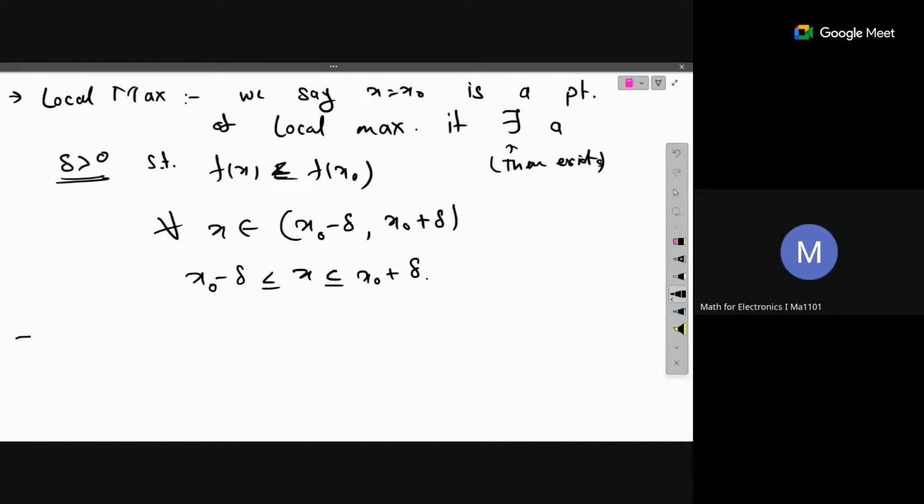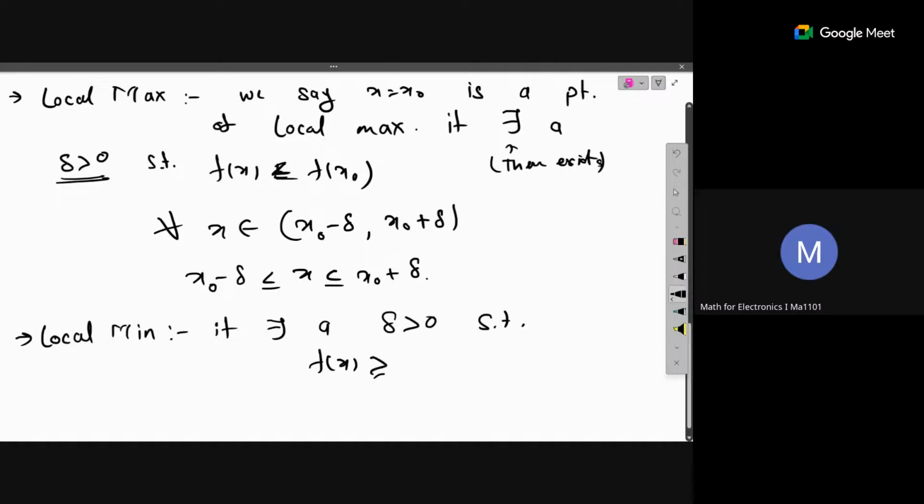Similarly, we can define local minima also. So what is local minima? We say that x equals x naught is a point of local minima if there exists delta greater than 0 such that f of x is greater than or equal to f of x naught for all x belonging to the small interval (x naught minus delta, x naught plus delta).